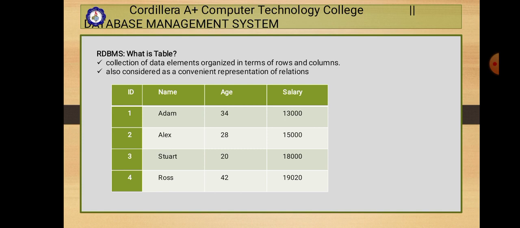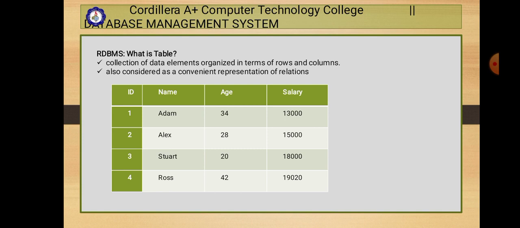Okay, so yan. So let's talk about table. So dito sa relational database model natin, yung table na tinatawag natin, isa siyang collection ng data elements which is organized in terms of yung rows and yung columns natin. So usually naman, ang laging content ng table is rows and columns.